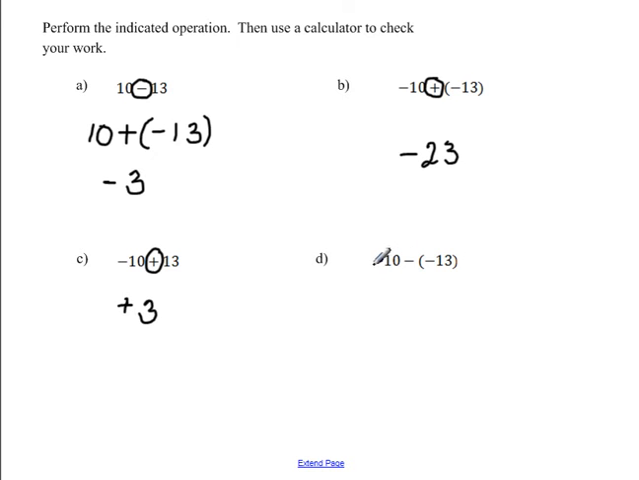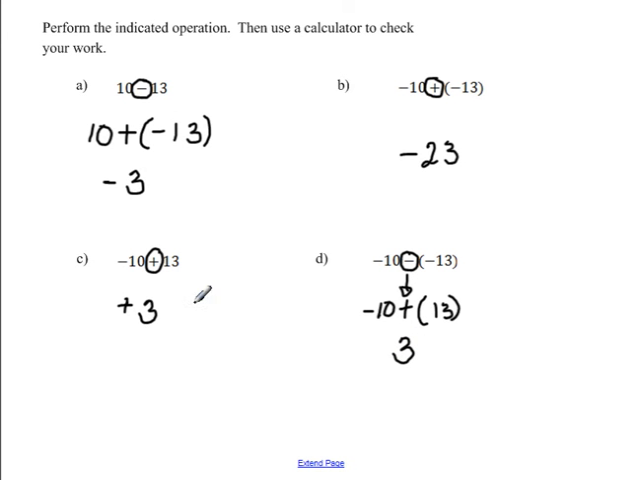In our final example, negative 10 minus negative 13, well, what we want to do here, because it's a subtraction problem, we want to change subtraction to addition. So we're going to have negative 10, minus negative 13. Well, that means I'm going to take negative 10, and I'm going to add the opposite of negative 13, which is positive 13. Negative 10 plus 13, well, notice that this problem D turned into exactly the same problem as C when I rewrote it as addition. Negative 10 plus 13, as we already saw, is 3.